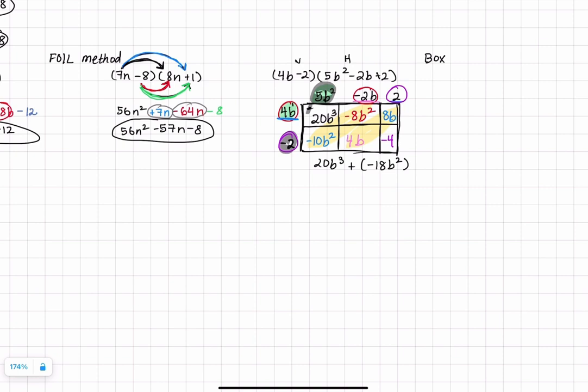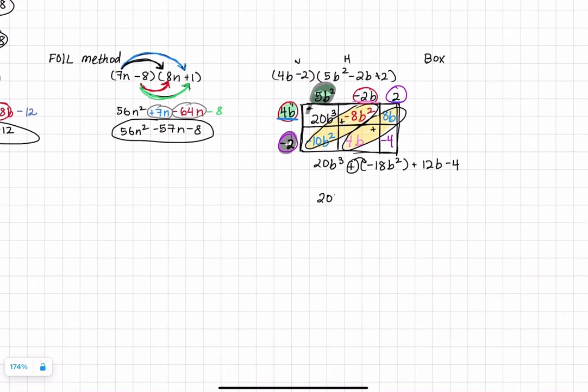And then we have 4b plus 8b. When you have these like terms, you just add them up. So 4 plus 8 is simply going to be 12b. And then you have negative 4. We can get rid of this parentheses by just replacing this positive with a negative sign. So our final answer would be 20b cubed minus 18b squared plus 12b minus 4. So this would be our final answer.